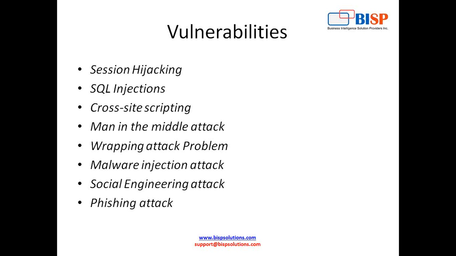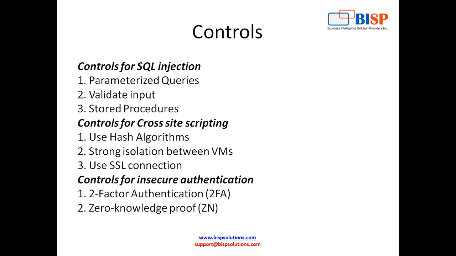The last one, the controls for insecure authentication, is that we can use two-factor authentication or the zero knowledge proof. The zero knowledge proof is nothing but asking for certain information from the user that only he knows. For example, whenever we lose a password, we are given a set of questions to be answered that only we as a user know. So that's a zero knowledge proof authentication control.